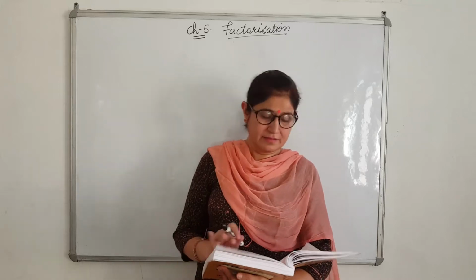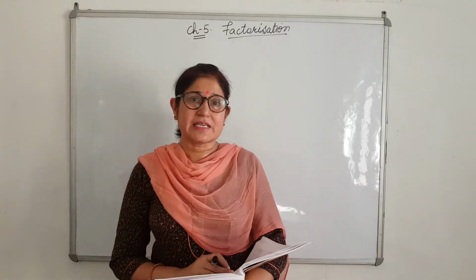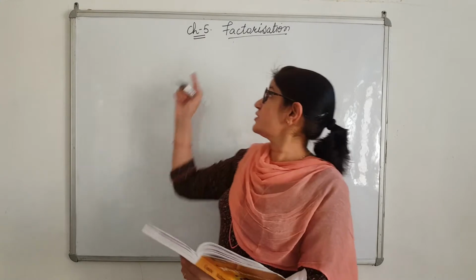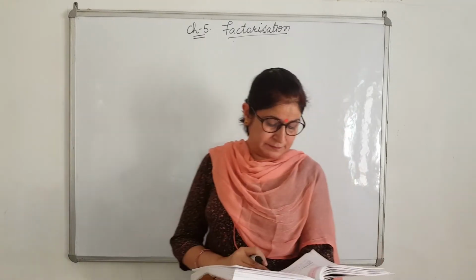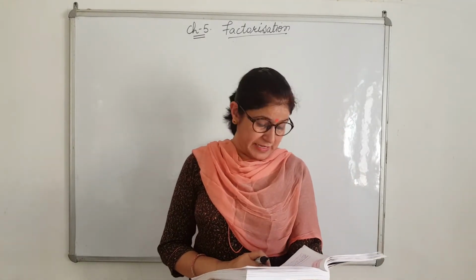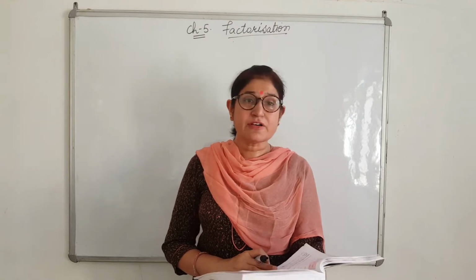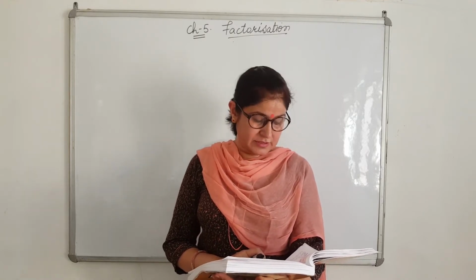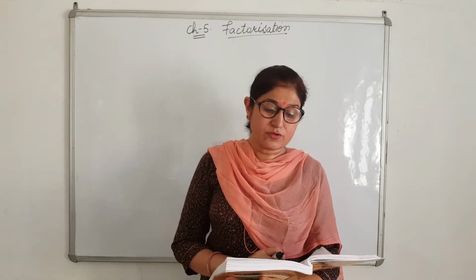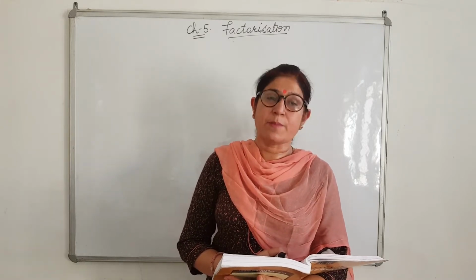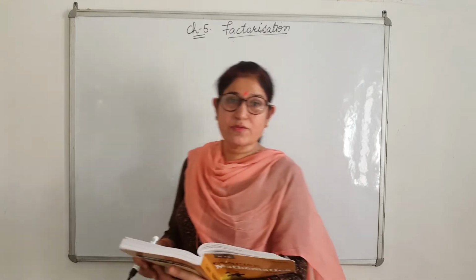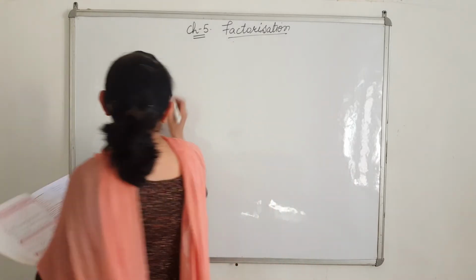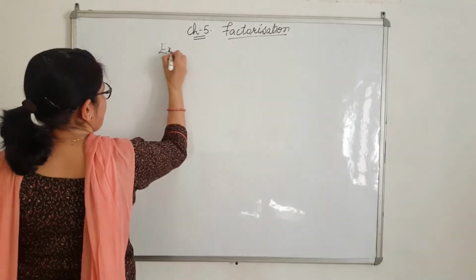Hello standard 9th. Today we will revise exercise 5A from chapter 5. Chapter name is factorization. In this exercise basically we have two types of sums. The first one, you have to factorize by taking out the common factors. The second method, you have to factorize the given question by grouping method. So now we will start our exercise 5A.